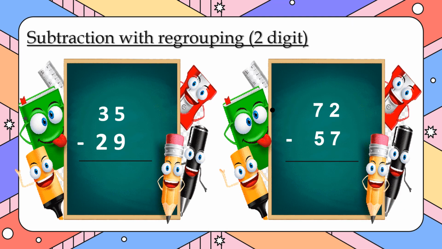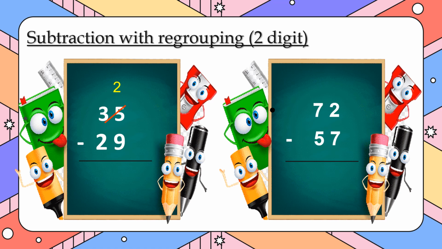Now let's practice. 35 minus 29. We start with what? We start with ones. 5 minus 9. Do we have more on the top? No, we have more on the floor. Go to the next door and knock, knock, knock. Can you give me one, please? So let's go to 3. 3, please. Can you give me one? Yes, of course. So 3 minus 1, it will be 2.